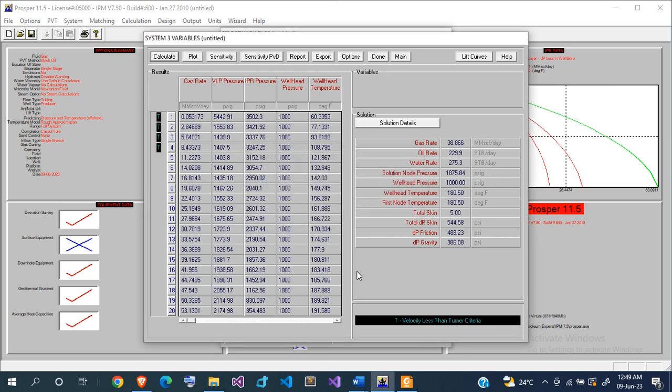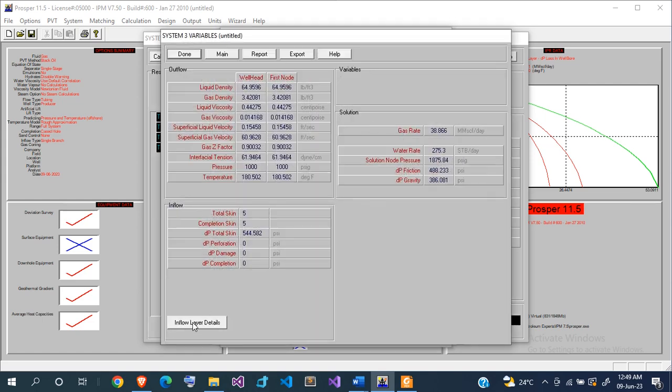Okay, so we're done with the calculation. If you look at solution details, and then inflow layers, in fact from here you can look at system totals. This is the wellhead and the first node. Luckily for us, our wellhead is our first node, so you're having the same results. We have the total skin, pressure losses, all the calculations, the gas rate, the water rates, and all that. But this is where I actually want to look. This will give you information about the contribution from each of the layers. That is very important for you to know what each layer is actually contributing.